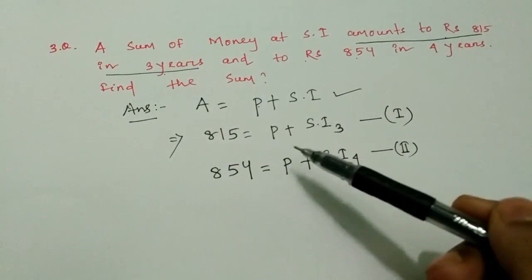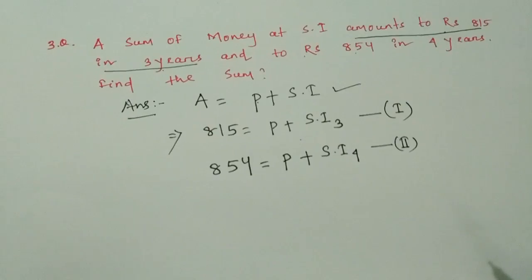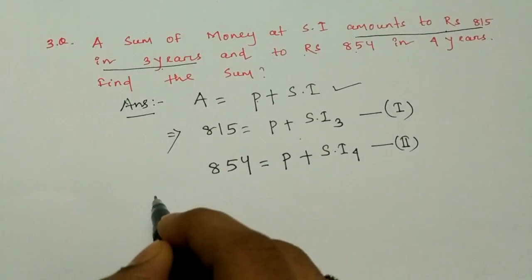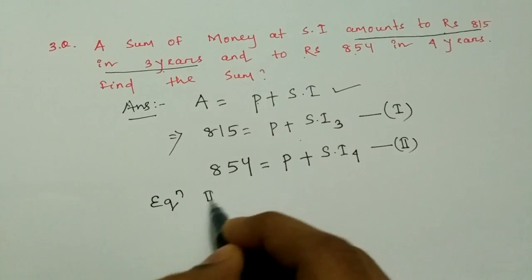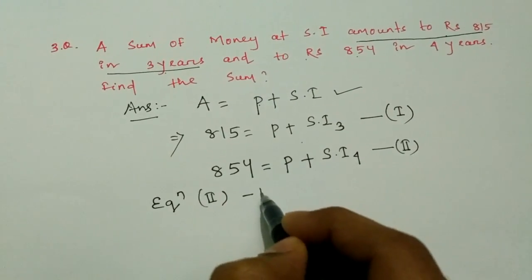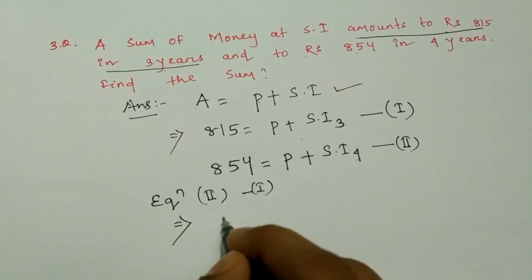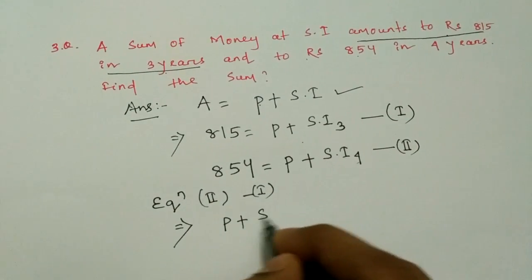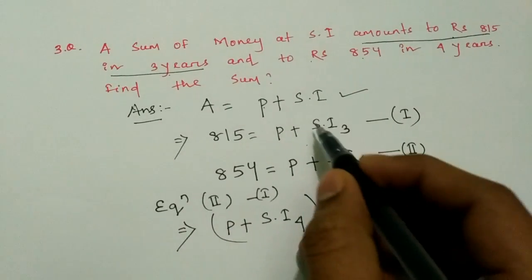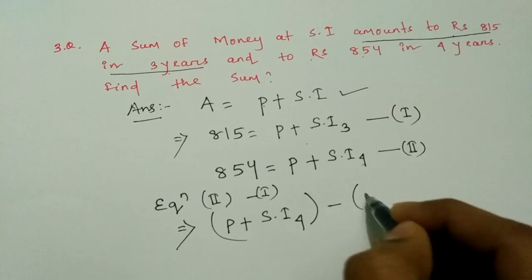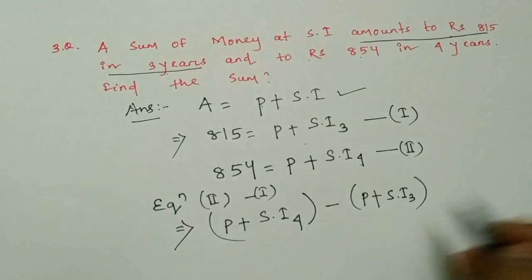The first thing we have to do is convert the statement format into the equation format, then it is all done. So I can say equation 2 minus equation 1. What should be the answer? P plus simple interest for 4 years minus P plus simple interest for 3 years.